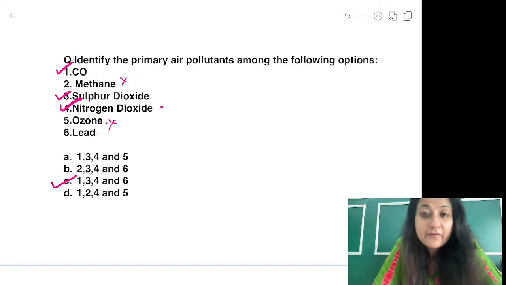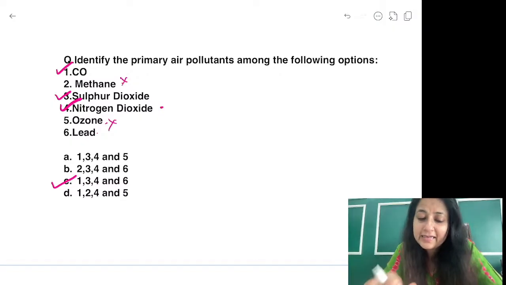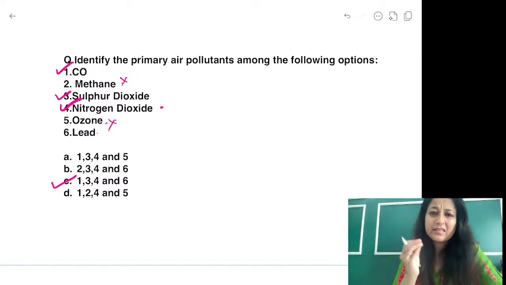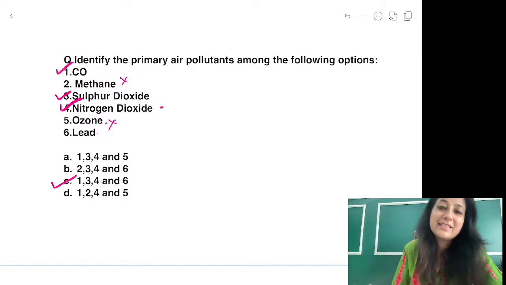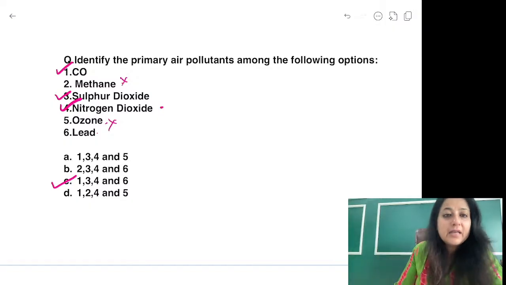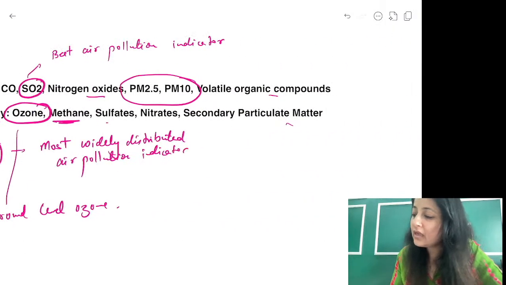Give me a thumbs up, everyone, if you understood primary and secondary air pollutants. Don't think this can't come in your exam. It's a very basic question which can turn up any time. And this is something that we ignore. We don't really study it thinking who will ask, but the question does come. Okay, let's move ahead.